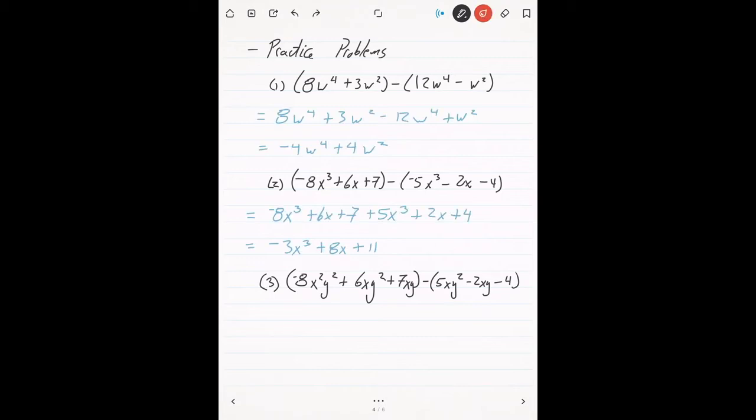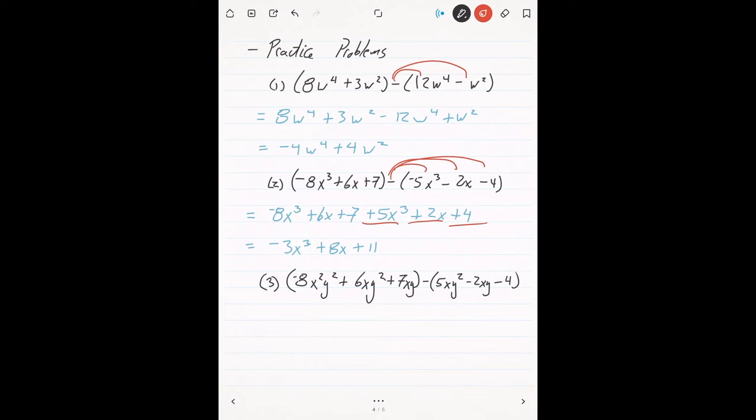All right, well, hopefully you had some time to work through these problems. I like to start with the first 2 problems first and then get into the third one. You'll see in both problems I distributed the negative to all of the terms in the polynomial here. I changed the signs from positive 12w to the 4th to negative, and from negative w squared to positive. So we've changed all the signs there. And we've also changed the signs in the second one. Instead of negative 5x cubed, it became a positive. Instead of negative 2x, it became a positive. And instead of negative 4, it became a positive as well.